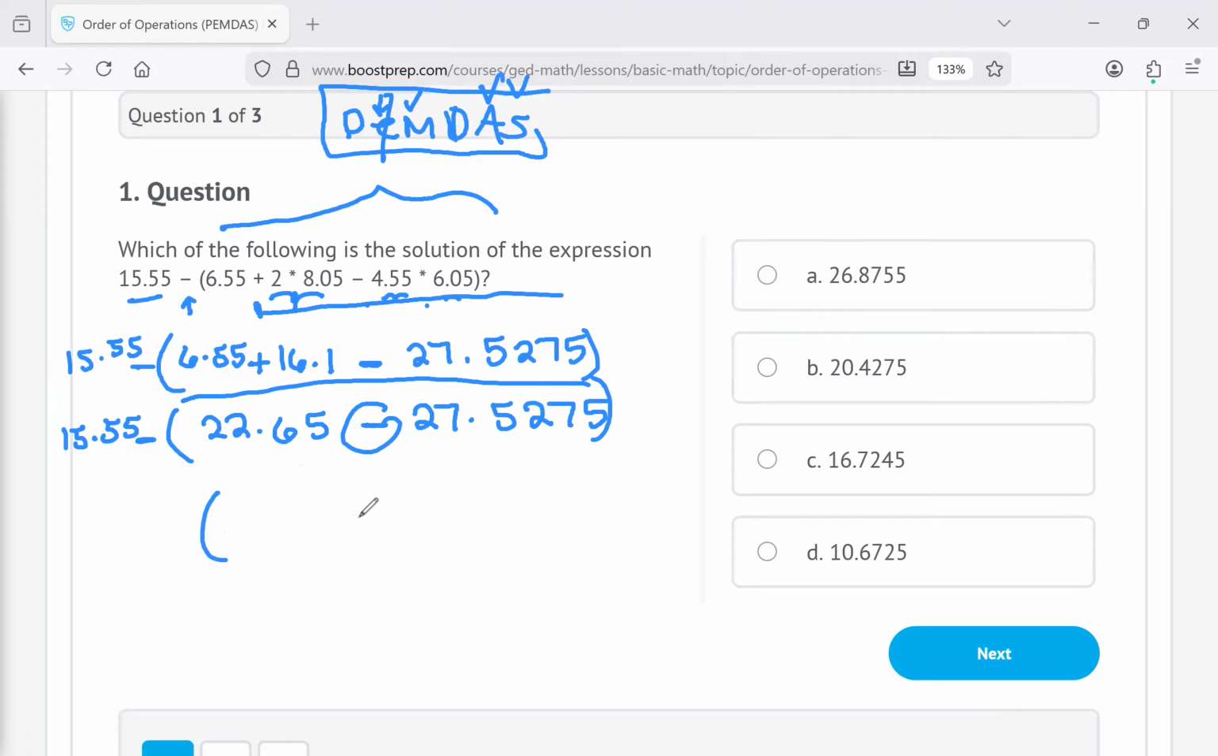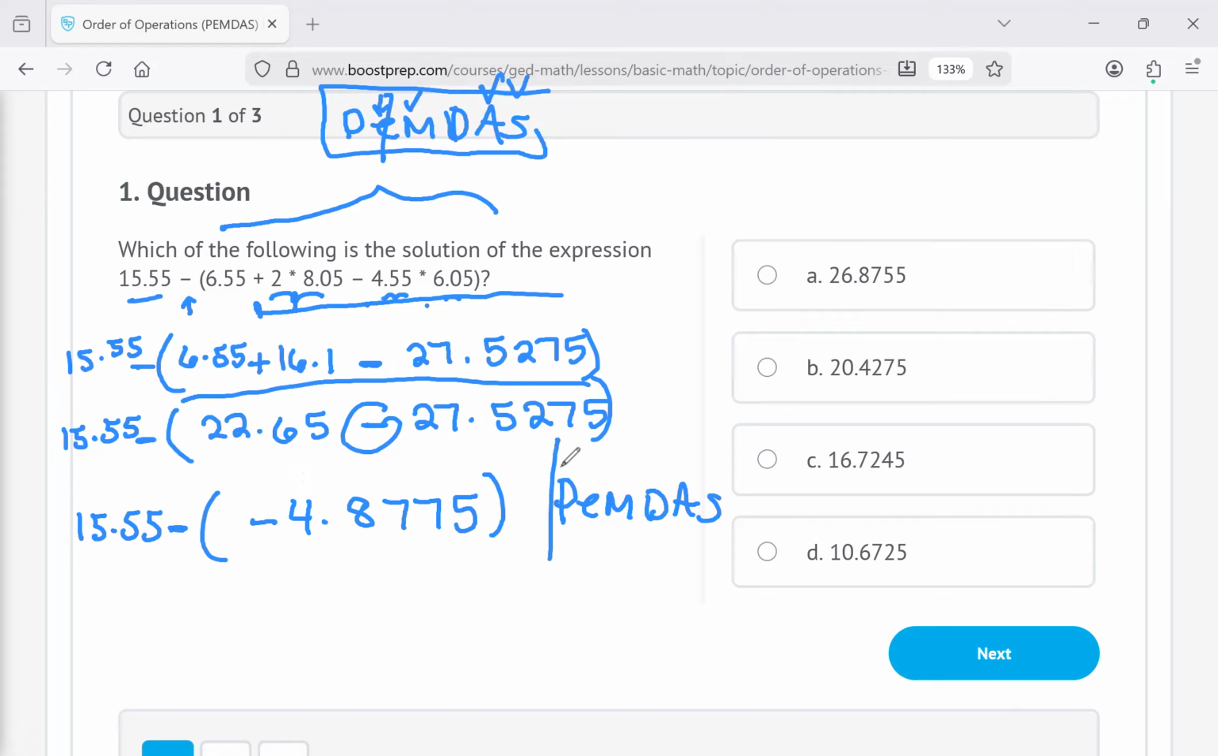So 22.65 minus 27.5275. So I get negative 4.8775, and then bring down minus, and then you have 15.55. Okay, so we did the parentheses. Now what's next? So what you're going to do is start with PEMDAS all over again because we're done with the parentheses.